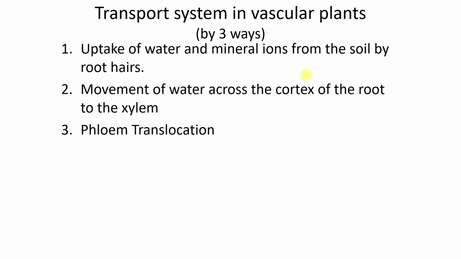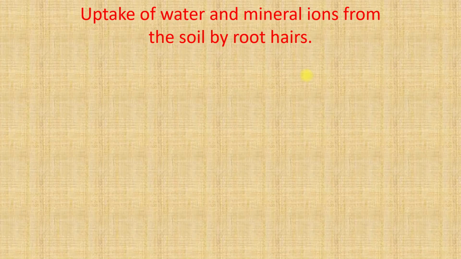Today we are going to discuss the transport system in vascular plants. Today's class will be focused on point 1 and point 2, and the next class will be on point 3. The transport system in vascular plants occurs in three ways: uptake of water and mineral ions or solutes from the soil by root hairs, movement of water across the cortex of the root to the xylem, and translocation. These three work together to form the transport system in vascular plants.